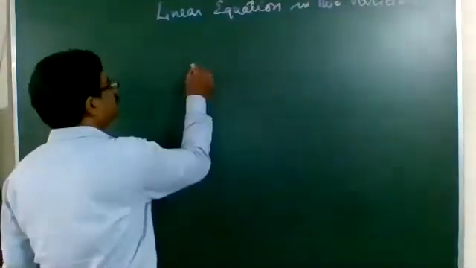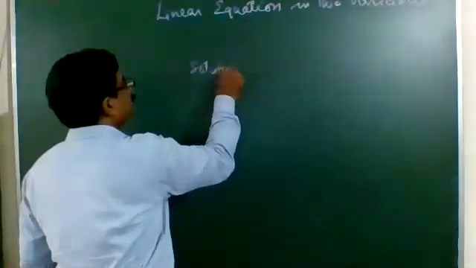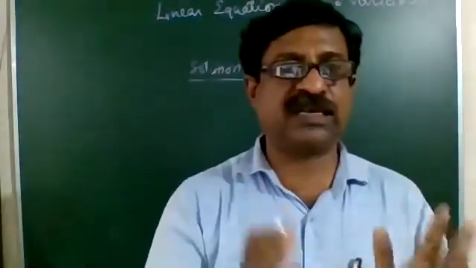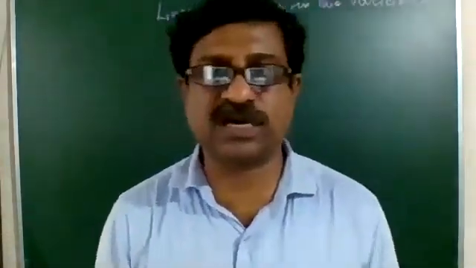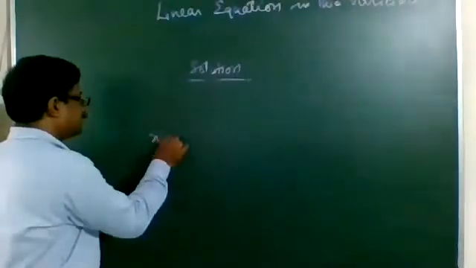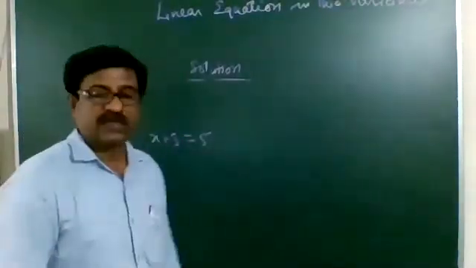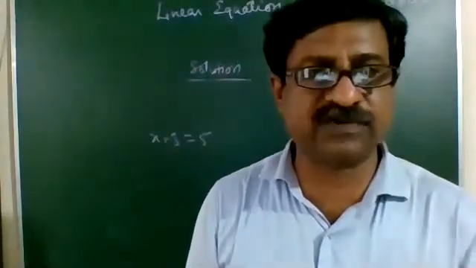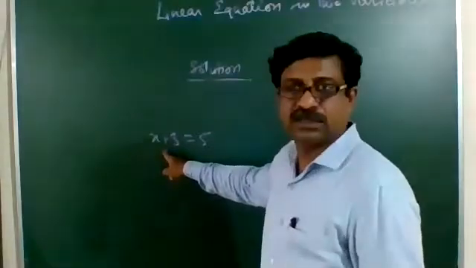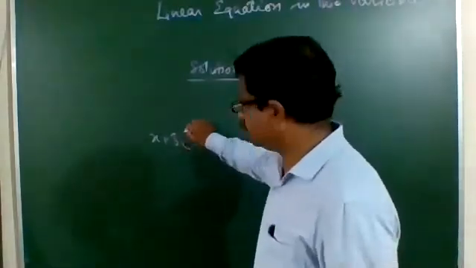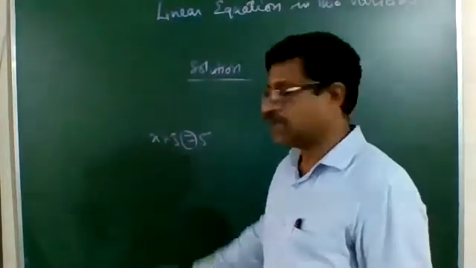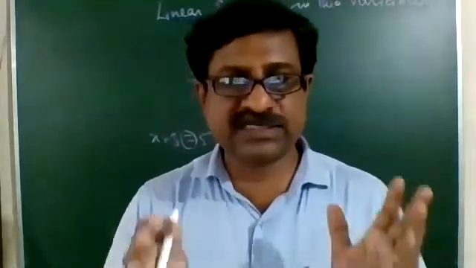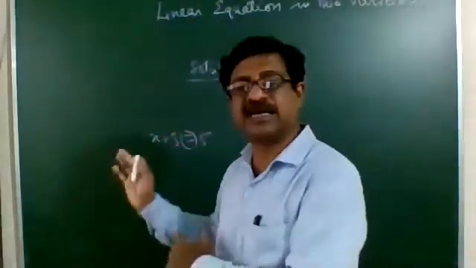In linear equations, the solution of an equation means the value of the variable for which the LHS and RHS of an equation are equal. Suppose I am writing x plus 3 equal to 5. This is an equation having one variable x, highest power of the variable is 1. Therefore it is linear. Because of the equal to sign, it is said to be an equation. And here I have used only one variable x. Then the solution of it is the value of x for which LHS and RHS both are equal.